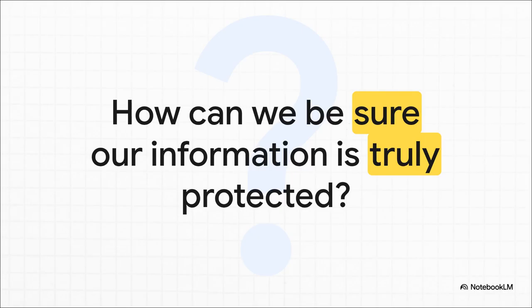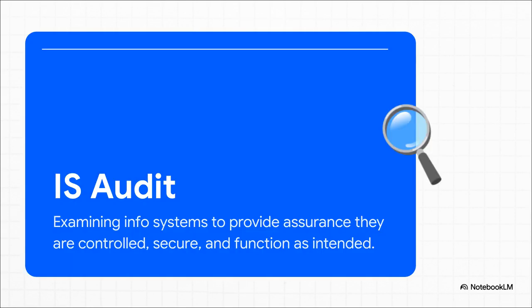And that trust brings up a really big question. How do we actually know that all this technology we rely on is properly secured and working the way it's supposed to? Well, the answer to that big question is a process called an IS audit. The best way to think about it is like a super detailed expert inspection for our digital world. Its whole purpose is to examine a company's technology from top to bottom and provide what's called assurance. That's really just a fancy word for confidence. Confidence that everything is secure, it's controlled, and it's doing exactly what it's supposed to be doing.